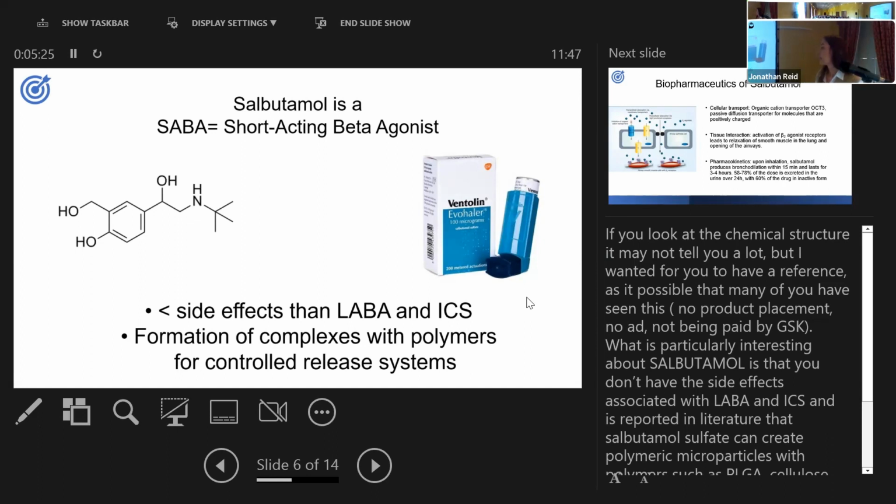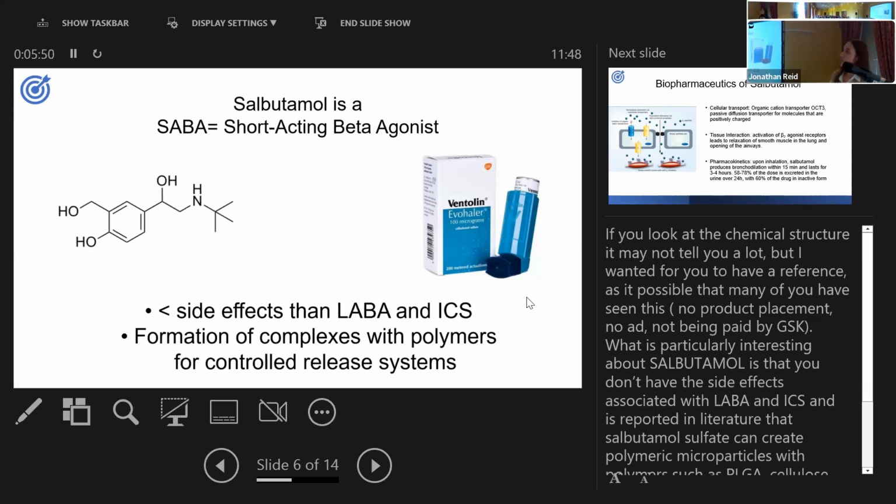And LABA also gives side effects like hypokalemia, a depletion of potassium in your systemic circulation, tachycardia, and tremors in your hands. So this is not an ideal treatment if we need to think in the long term.